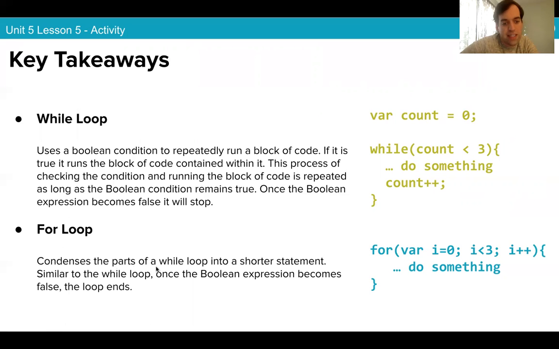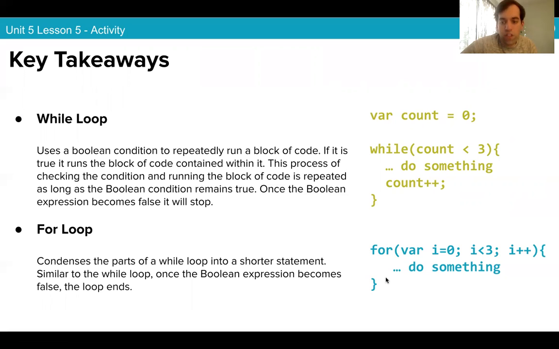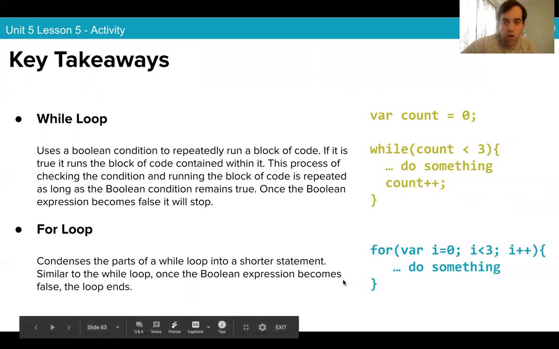And a for loop condenses the parts of a while loop into a shorter statement. Similar to the while loop, once the Boolean expression becomes false, the loop ends. These are really two ways of doing the same thing. The for loop, though, is a little bit more efficient in space in the code, right?